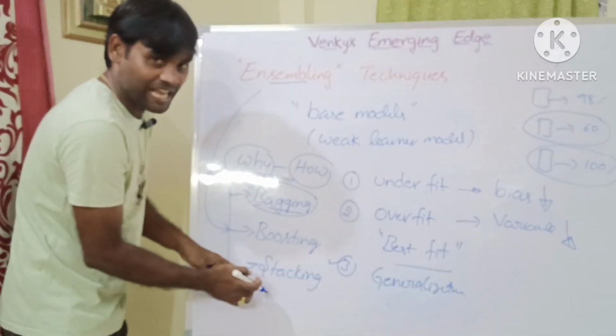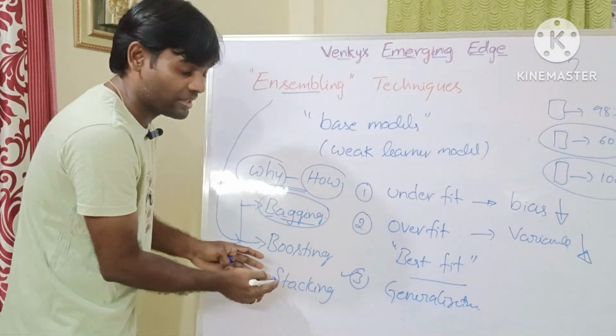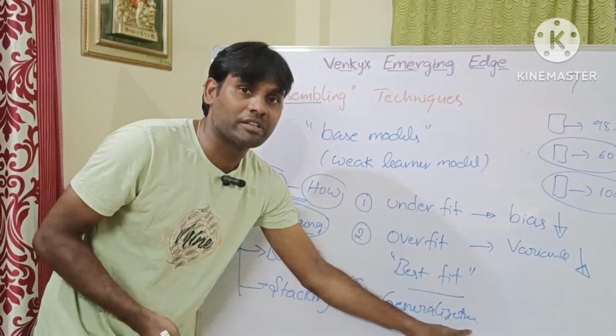The next one is stacking. Stacking is mainly used where we develop a new model, that is, a meta model. So that's why we control the generalization.